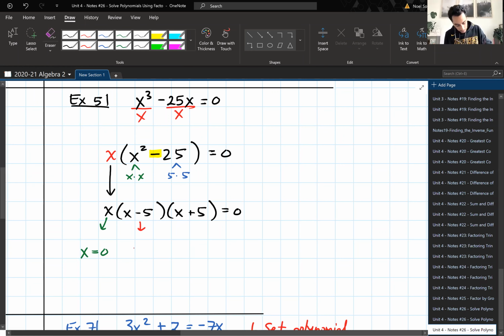The next one, x minus 5 equals 0. The last one, x plus 5 equals 0. All right. So you see what I mean about, okay, x minus 5 equals 0. That feels like you're doing something because, okay, I'm going to solve for x. You actually do a step. Plus 5, plus 5. So x equals 5. Same thing for the other one, right? You subtract 5 from both sides, you're going to get x equals negative 5.